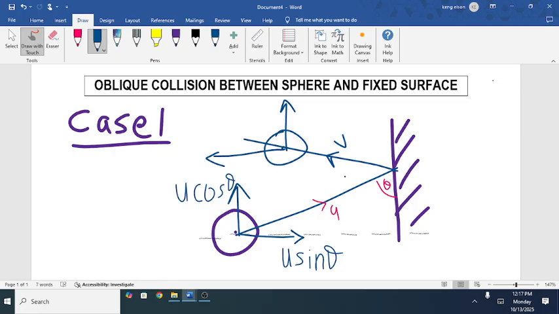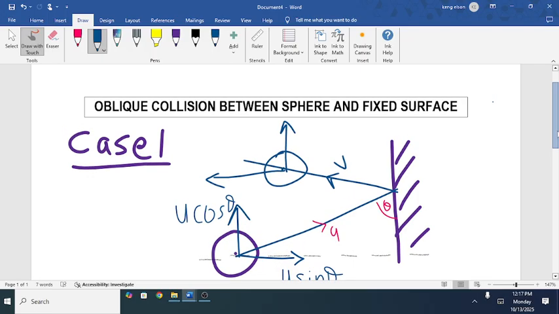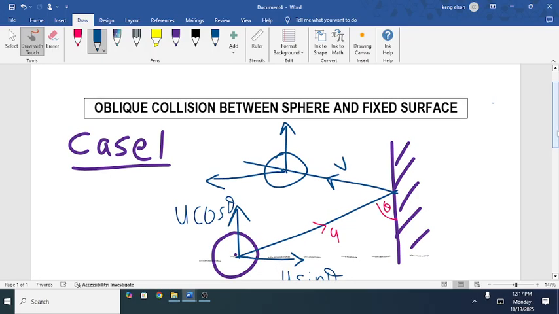Now after collision, you have to note that the component that remains in the same direction does not change. So this vertical component is in the same direction, upward, so it stays as u cos theta. Then the horizontal component changes. We can call it x.